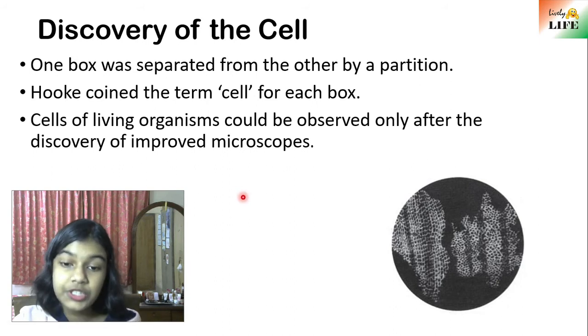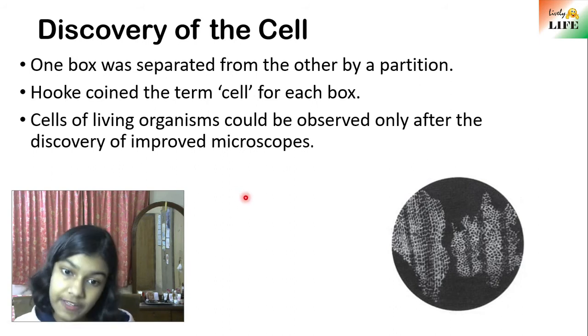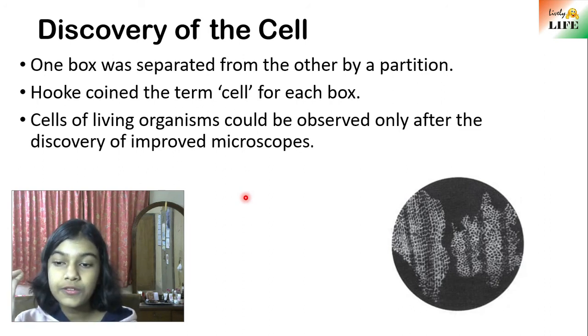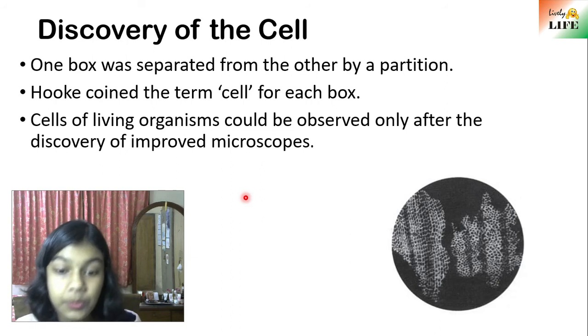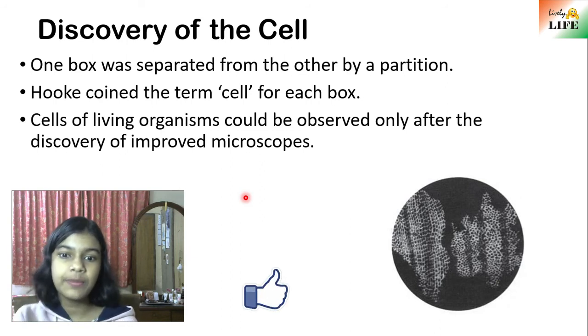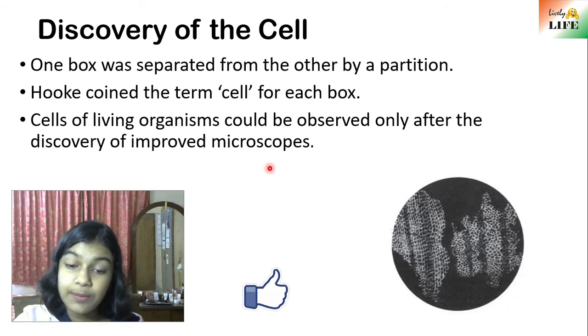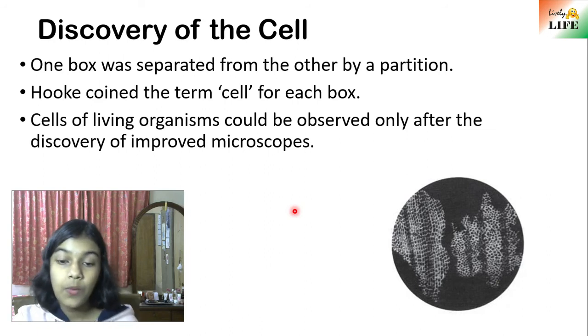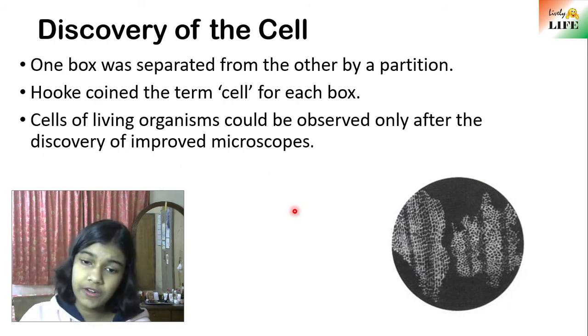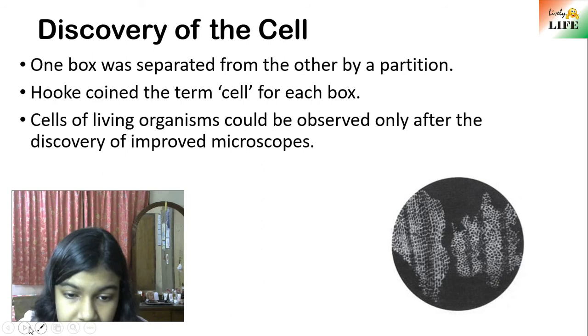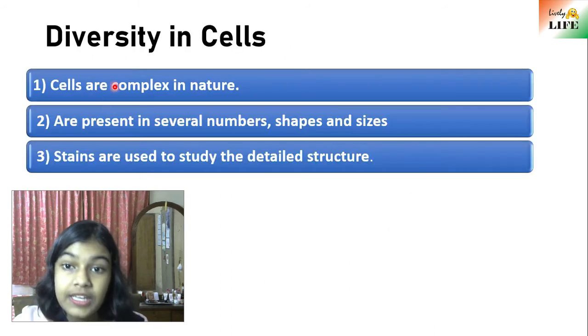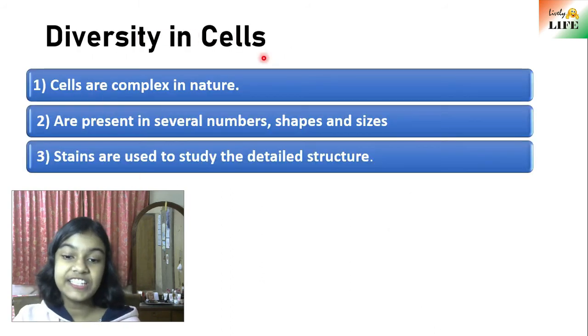Now we're going to move to how cells vary, meaning how they vary in number, how many cells are present in the human body, suppose if we ask, what shape they are, whether all cells are box-like structures, and what size they are, how small they are. So this is what we're going to learn after this. Diversity in cells, how cells vary.